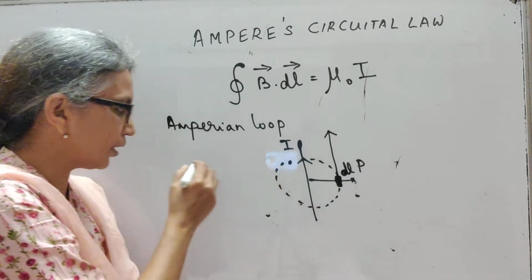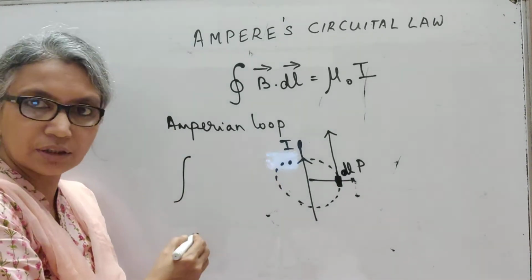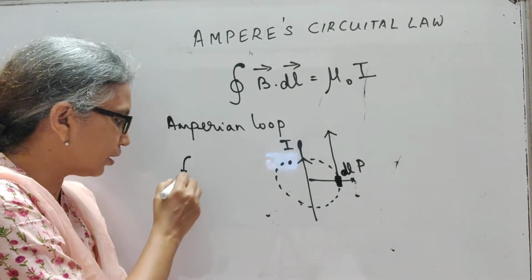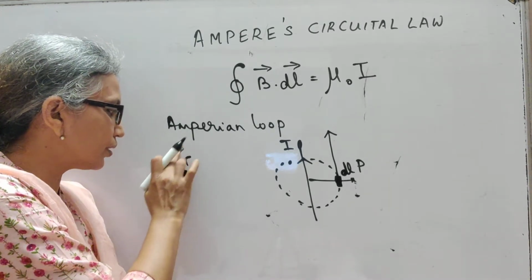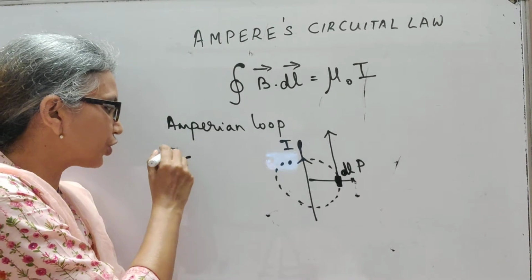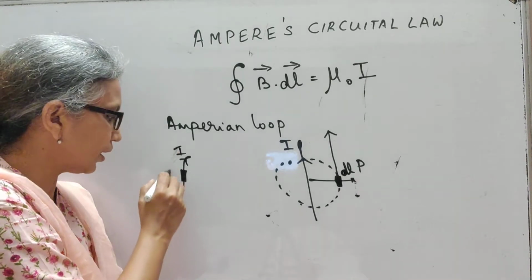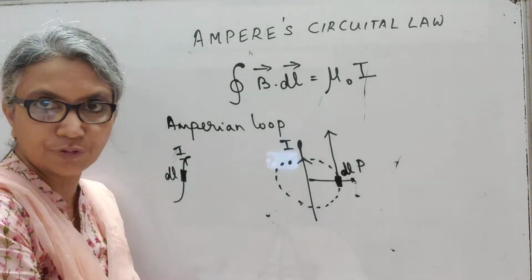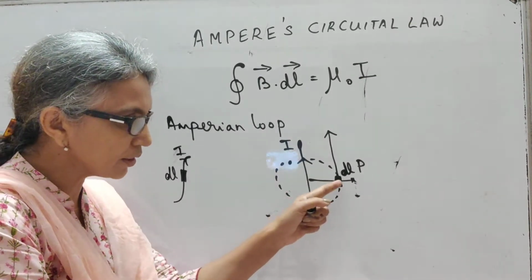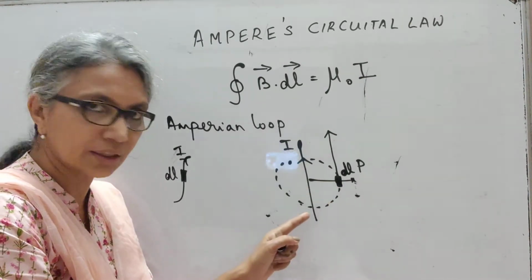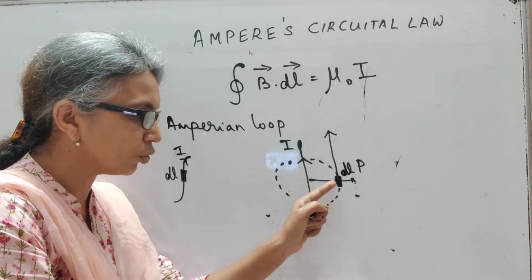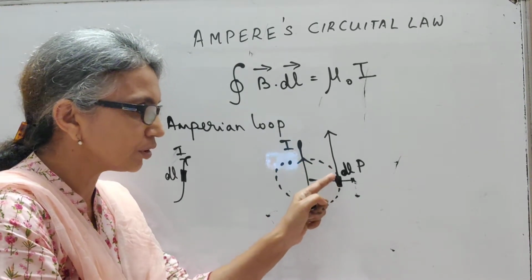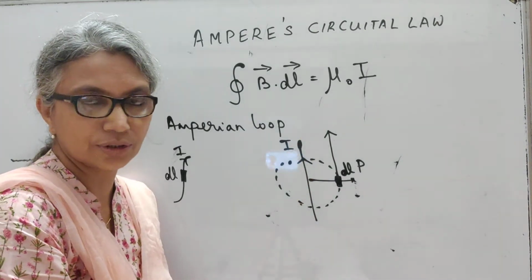Please understand that this dl and the one that I introduced in Ampere's circuital law are different. There, dl was a current element, a small element which carries current and has a direction in the direction of current. But here, this dl is not a section of the current carrying conductor. dl is a small section of that Amperian loop, and at a point it will be directed along the tangent.